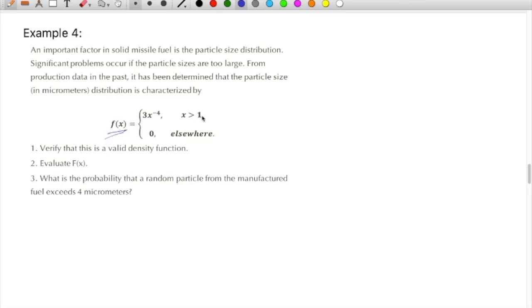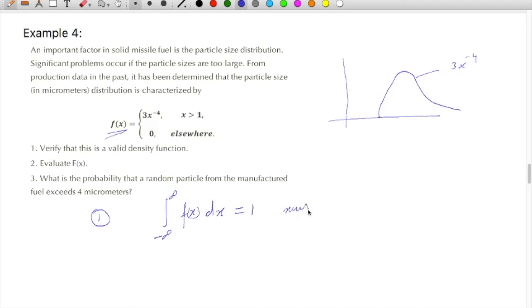f(x) for x more than 1. So it will be some distribution after 1, there will be some distribution. So this may be some equation for 3x to the power minus 4. Verify that this is a valid density function. For the first part of the problem, this equation, integral from minus infinity to infinity of f(x) dx equal to 1, must be satisfied.